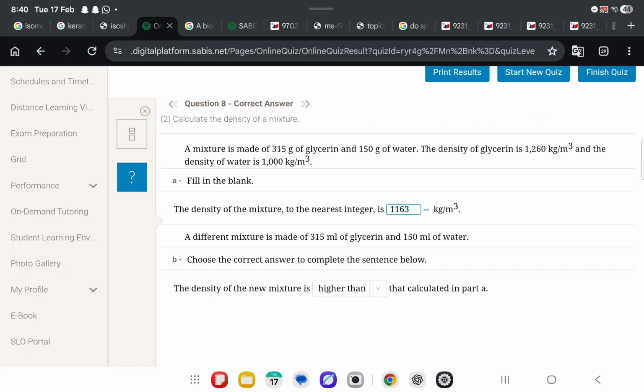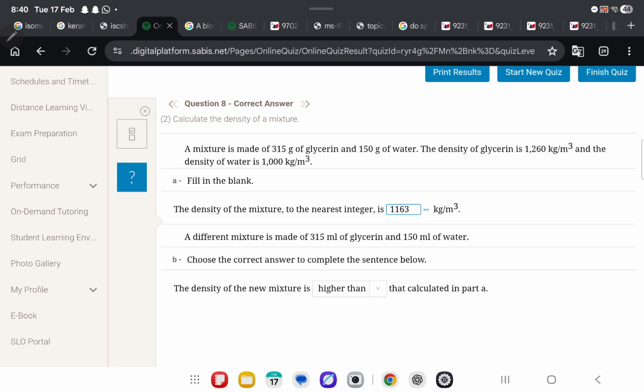Okay, so question 8 finally decided to load for me. A mixture is made up of 315 grams of glycerin and 150 grams of water. The density of glycerin is 1260 kilogram per meter cubed, and the density of water is 1000 kilogram per meter cubed. The density of the mixture to the nearest integer is this number.